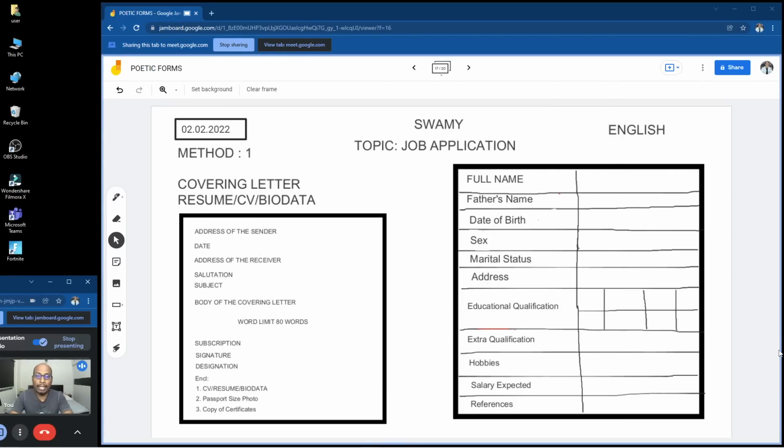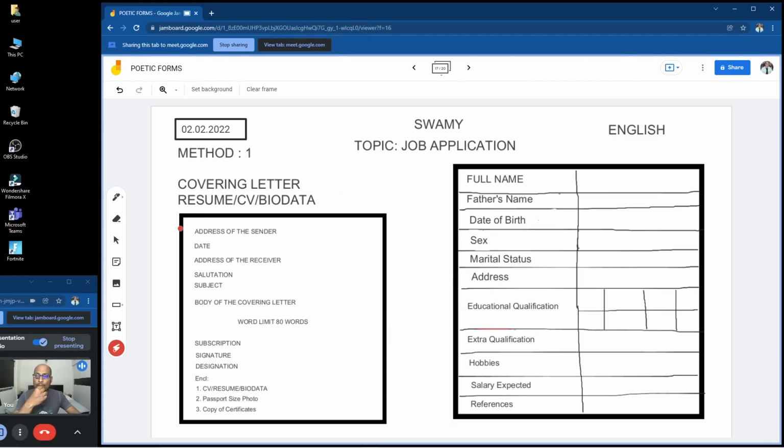It comes under writing ability in class 12, job application. So after letter writing, letter to editor, letter of inquiry, complaint letter, we have one more topic called job application. This is actually the notes I prepared for class 12 students.